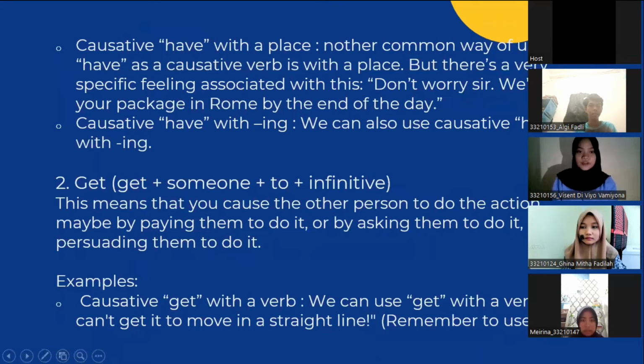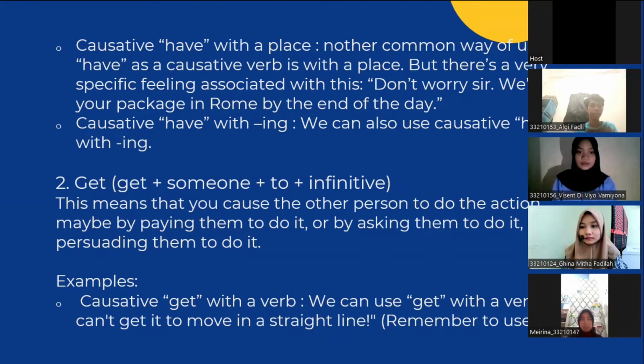Okay, causative have with a place. Another common way of using have as a causative verb is with a place, but there is a very specific feeling associated with this. Don't worry, sir, we'll have your package in a room by the end of the day. Causative have with ing. For information, we can also use causative have with ing.